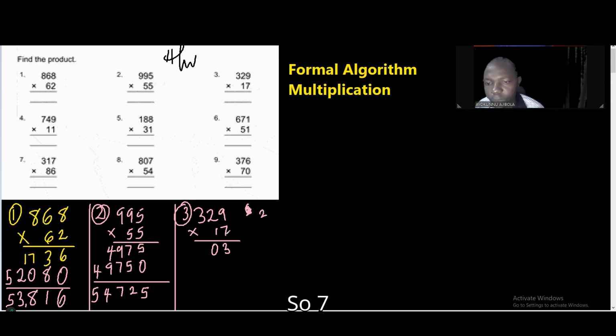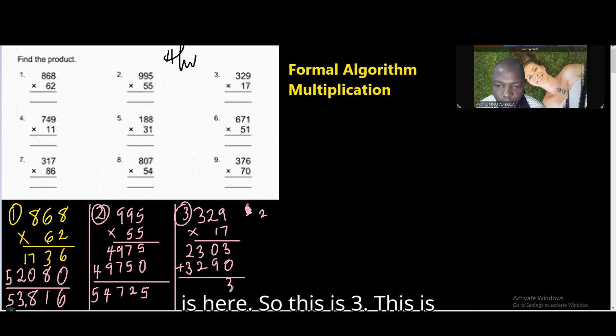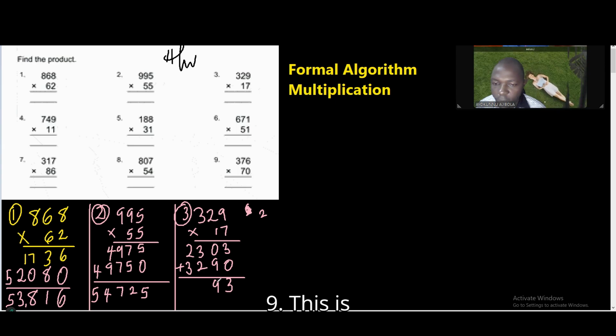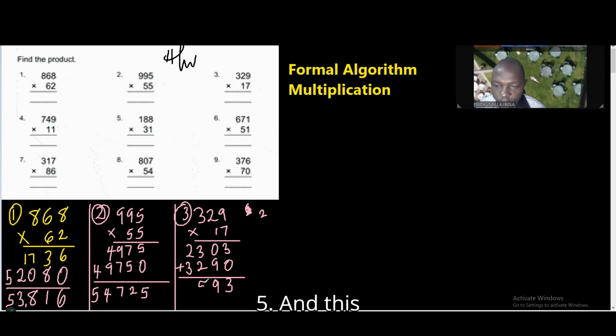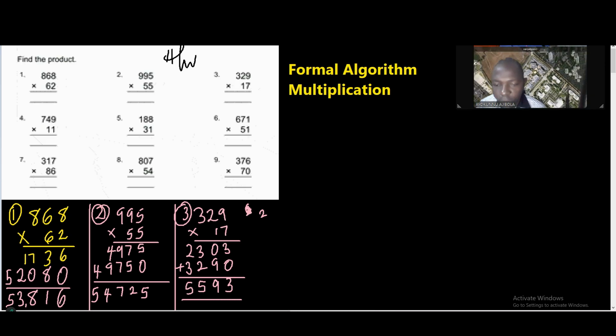So 7 times 3 is 21 plus 2, that's 23. Then 1 times 9, 1 times 2, and 1 times 3. So we add them together. We have, this is 0, so this is 3, this is 9, this is 5, and this is also 5. So this is 5,593. You got that one.